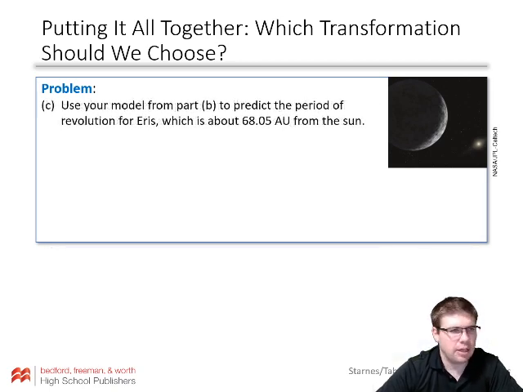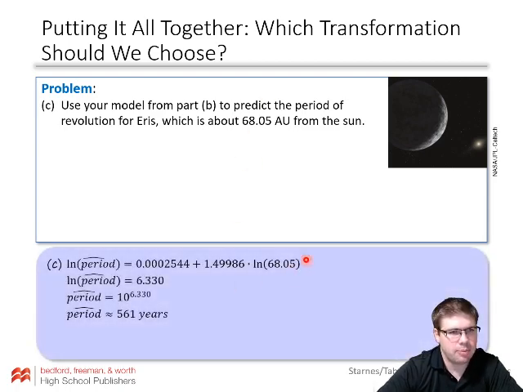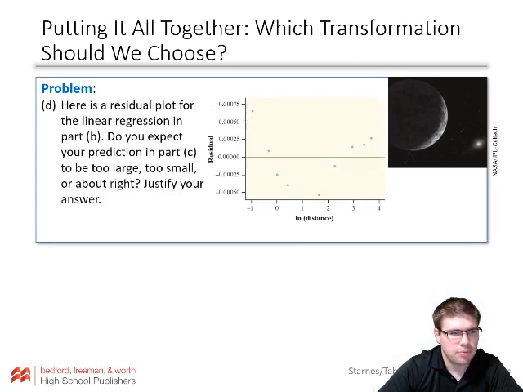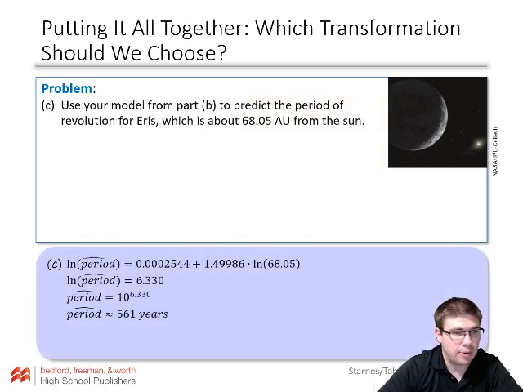And then finally, use your model to make a prediction for Eris, which is about 68 astronomical units away. We plug in 68.05, take the natural logarithm, multiply, add, we get that number. So that's logarithm base e of period. So we do, this is wrong. This should be e to that power, not 10 to that power, and we get that predicted 561 years.